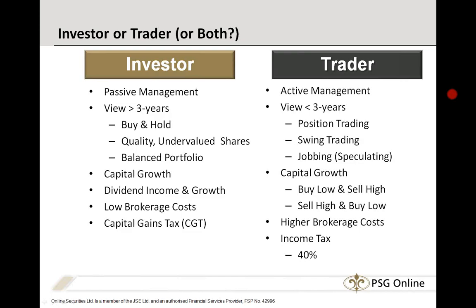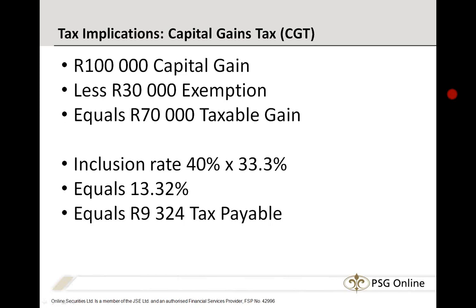So here's the example with capital gains. Remember, this is a scenario. You've held a share for more than 3 years. After 3 years, you decide to sell. Let's say, for example, in this example, you made 100,000 Rand capital gain. Your first 30,000 Rand of profit is exempt from tax. You don't pay tax on the first 30,000. So in this situation, we get a 70,000 Rand taxable gain.